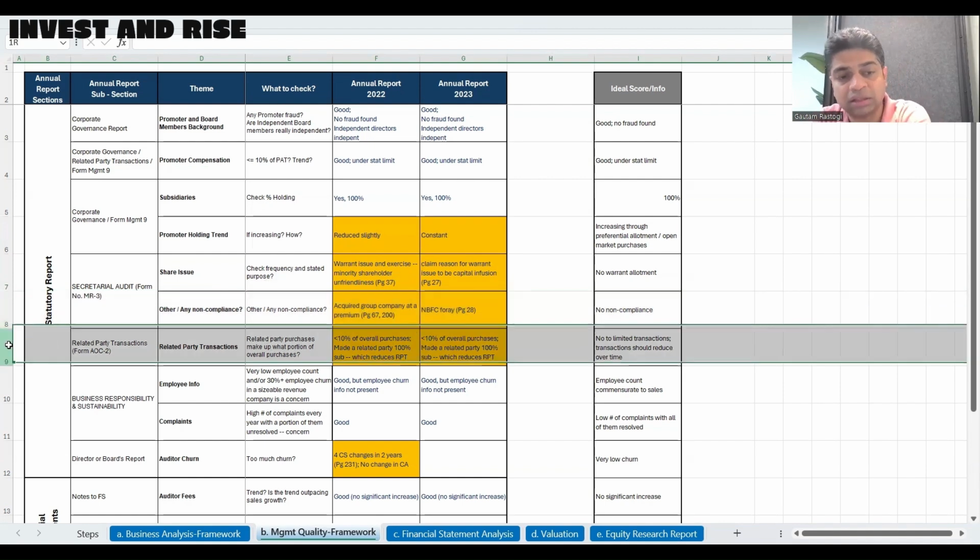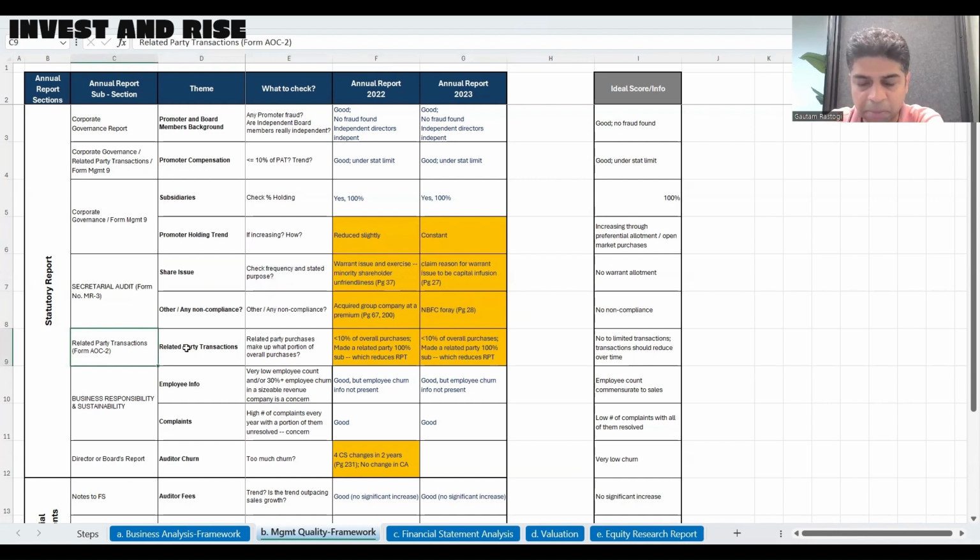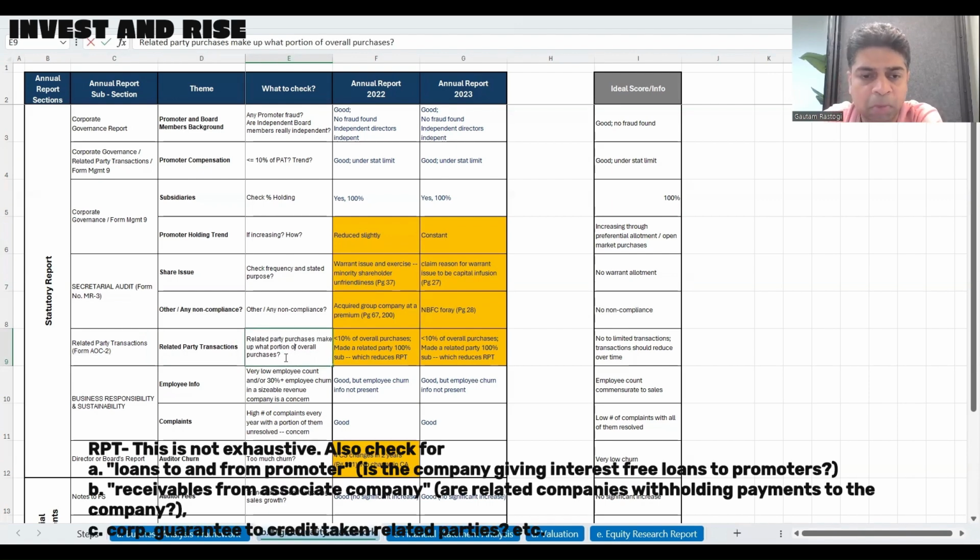The fourth item, which is very important, and again there's a dedicated section in the annual report, is the related party transaction, and the form is called Form AOC-2. In it, one of the things you could check is what portion of the overall purchases related party purchases make up. Say the company is purchasing raw material from outside; many times they purchase from their own related parties.